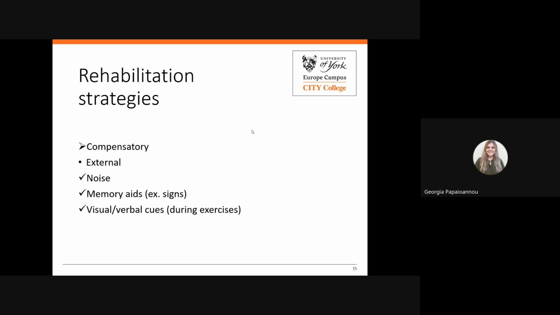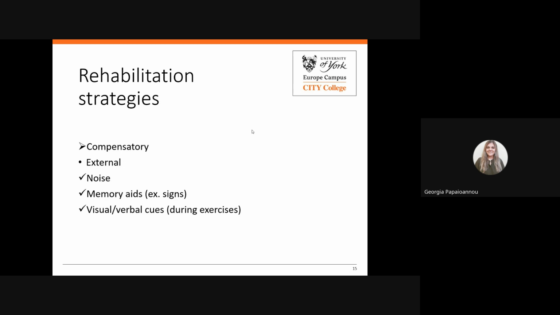We also have compensatory strategies, either external or internal. The external strategies could be to eliminate any noise. For example, when somebody wants to pay attention to something and to a task they're doing, any noise in the background is not really helpful.